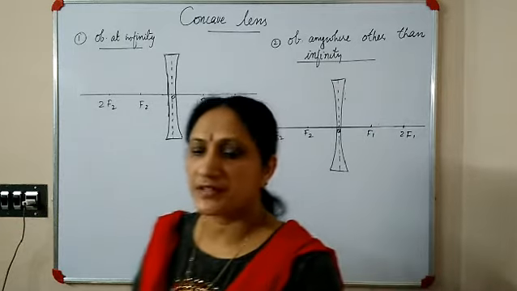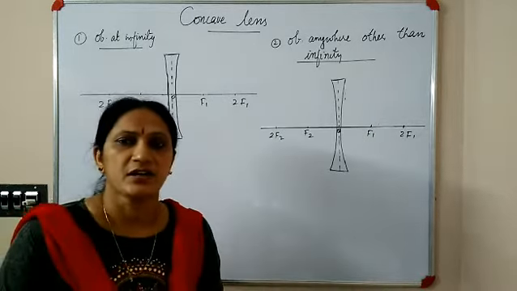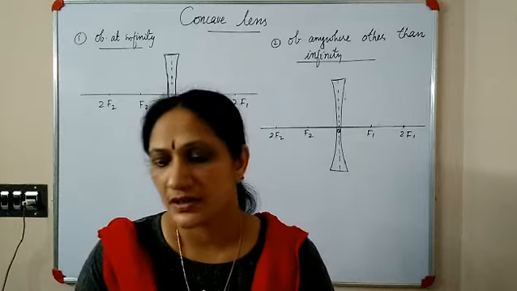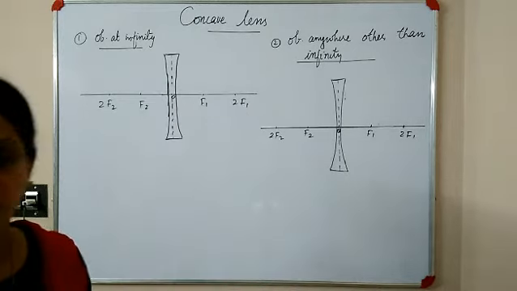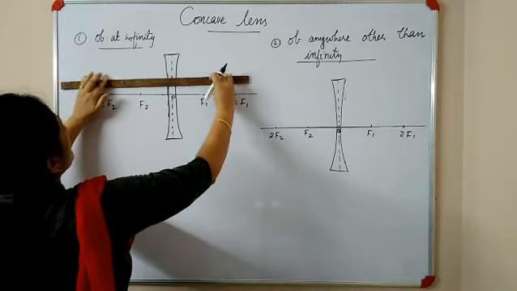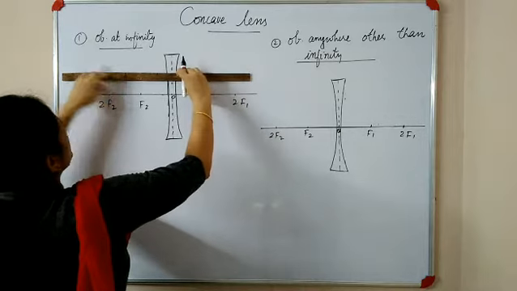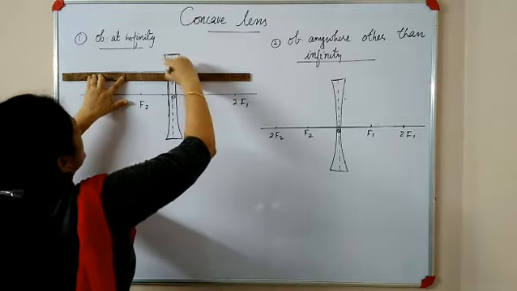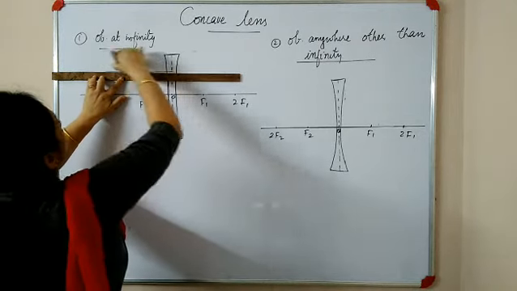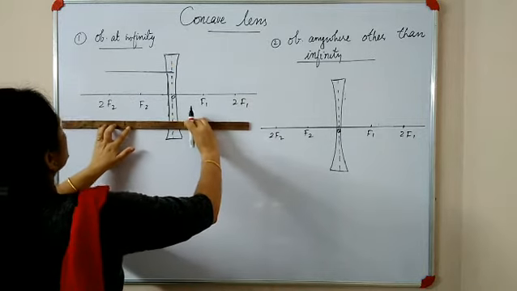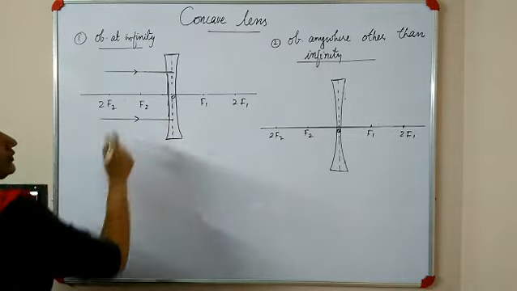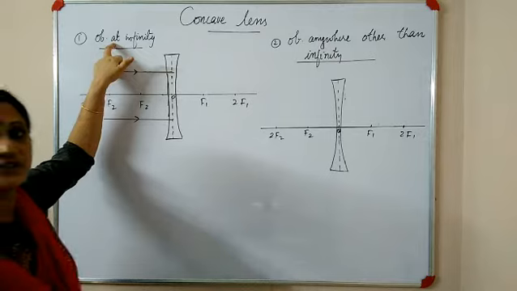Let us see them. First diagram, when the object is at infinity. You know, object is at infinity means the incident rays are parallel rays. So let us see how the image formation takes place. Parallel rays coming from infinity. These 2 light rays are coming from object at infinity.